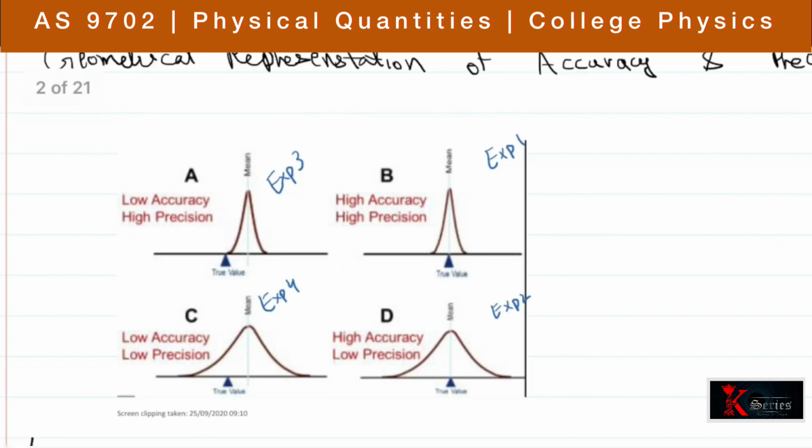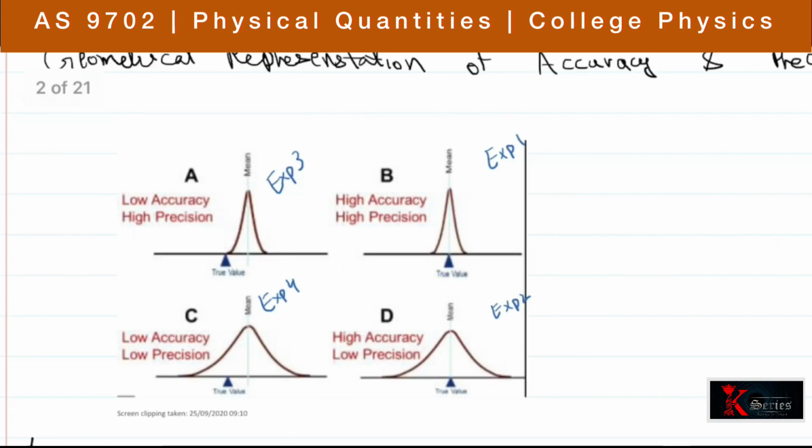Moving on to B, it is both precise and accurate. So there is high accuracy and high precision. Why? Because the mean is on the true value. It means that the value is close to the true value, therefore it is very accurate, and it is precise as well because the spread of distribution is very narrow, because we have obtained a very narrow peak, right? So B is both precise and accurate.